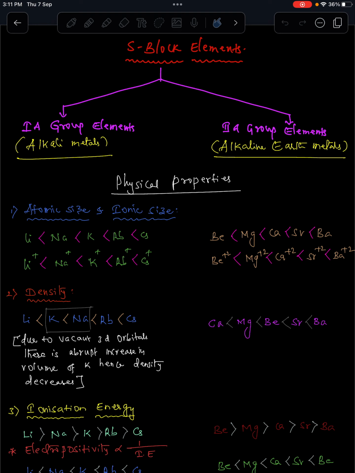Next, second A group elements, if we consider, here the density of calcium is less than magnesium, which is less than beryllium, which is less than strontium, which is less than barium. So among all these, barium is having highest density.